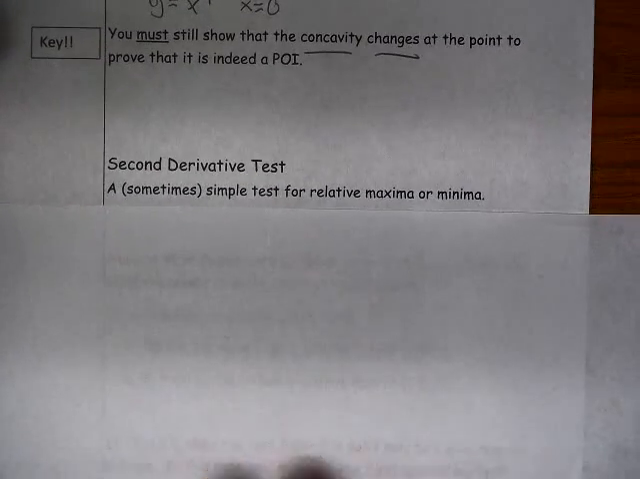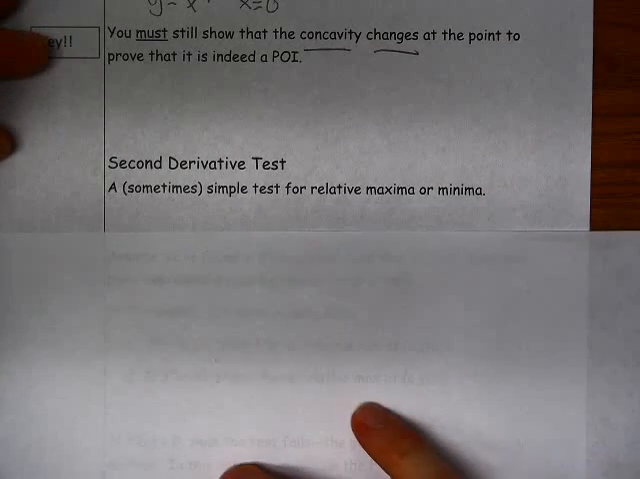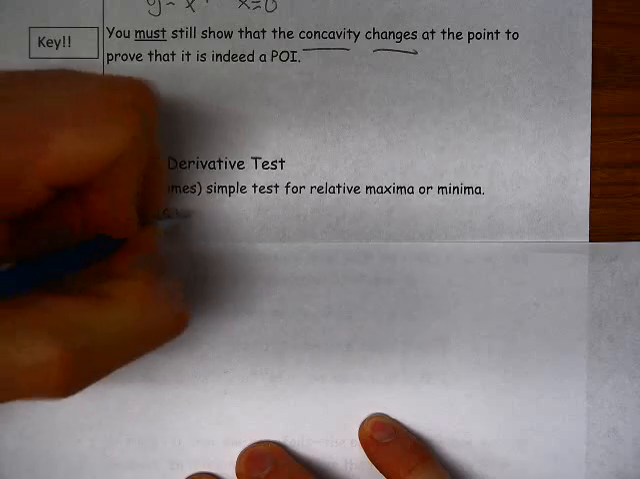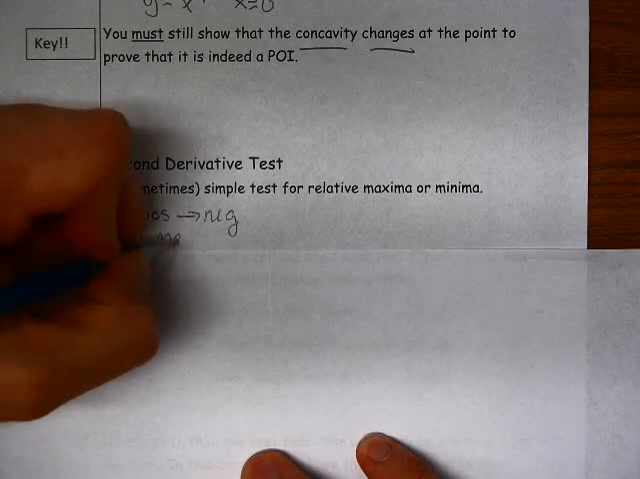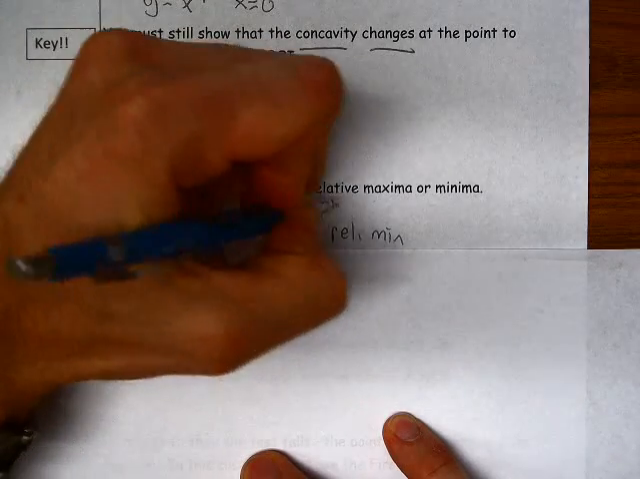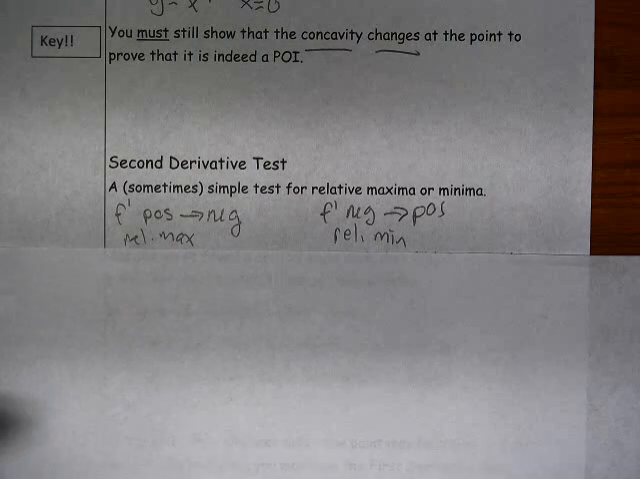So we're going to go back a little bit now and talk about relative maxima and minima. I would call this a sometimes simple test for relative maxima and minima. If we use the first derivative test in order to show a relative maximum, we needed to show that our first derivative, f prime, went from positive to negative for a relative max. And for a relative min, we needed to show that f prime went from negative to positive. So we had to have a change in the sign of the first derivative.